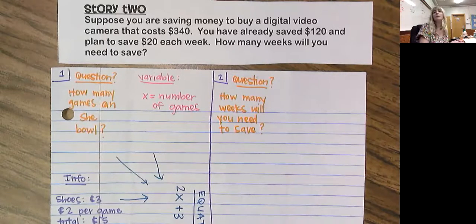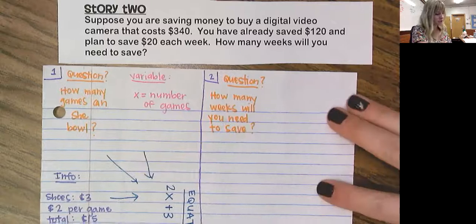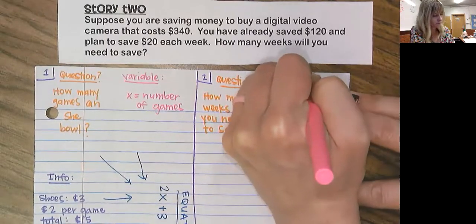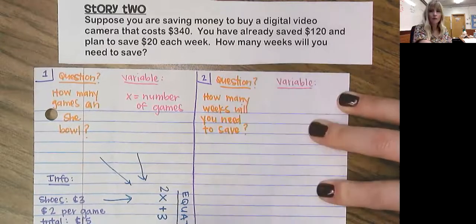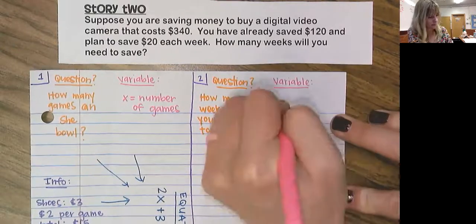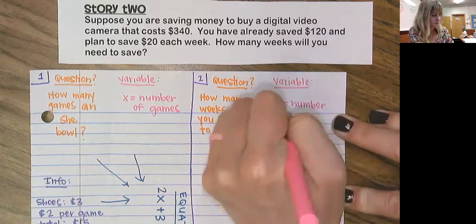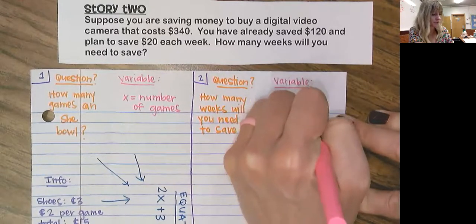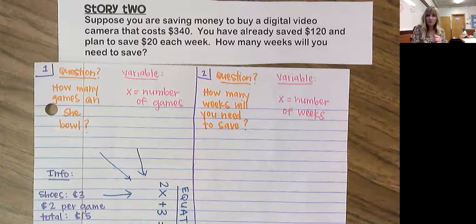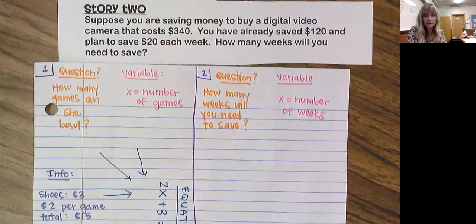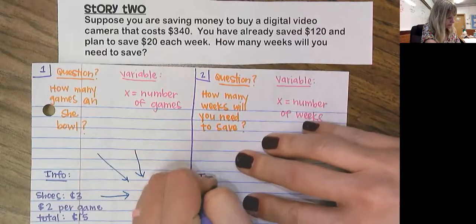Okay, step number 2 was to use that question to define a variable. Well, my variable is going to be number of weeks. It always goes right along with whatever the question is asking. If the question wants to know how many weeks will you need to save, then your variable, your unknown, is number of weeks. It's this unknown, this thing we're trying to find. Okay, let's list some important info in this question.